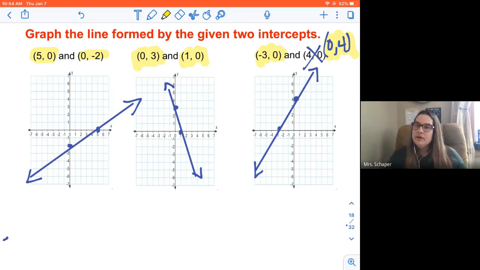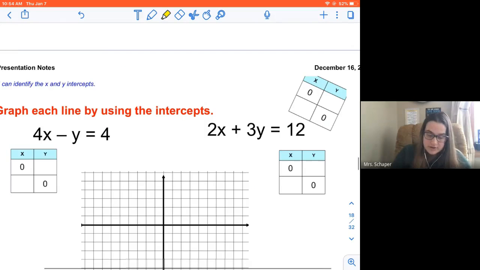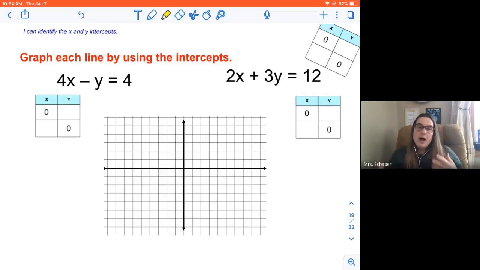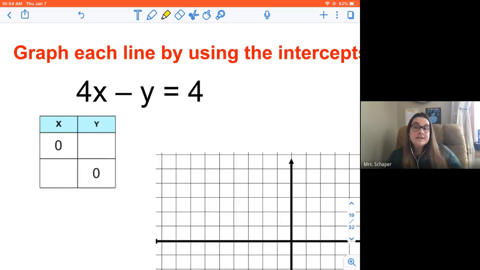Now, when I give you a linear equation, though, it's not going to just say, here are the intercepts. We've got to figure that out. So here's how we're going to do that. All right, so let's take a look at this first equation. We want to find the y-intercept and the x-intercept. So our t-table is going to have 2 numbers. It's going to have where x is 0, what is y? That's my y-intercept. It's going to have where the y value is 0. We find x, that's my x-intercept.